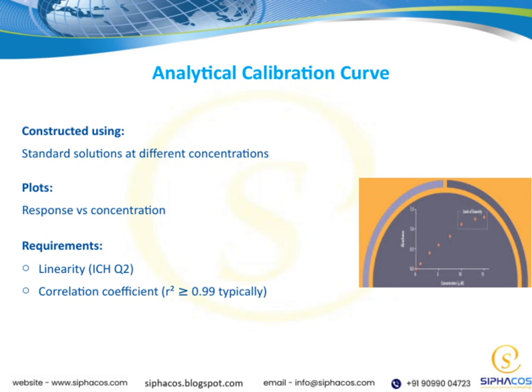To quantify this, we look at the correlation coefficient, R², which should typically be greater than or equal to 0.99. This high value confirms that our calibration curve is very linear and reliable for quantification. Overall, this calibration curve is fundamental because it ensures our analytical method is accurate and precise over the concentration range we're interested in, supporting the validity of our entire analysis.